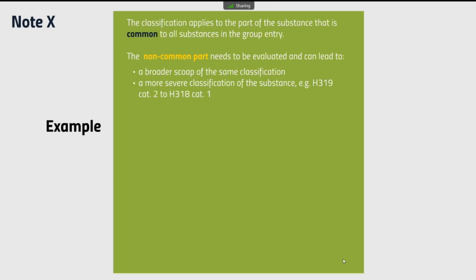So for example, if a group entry normally has the classification H319, but the non-common part within this substance could actually lead to a higher classification, or to a more severe classification, and that would be H318 category 1. So an example, in this case, again, note X is only applicable at the moment to this group entry, the same group entry where note 12 is applied to.